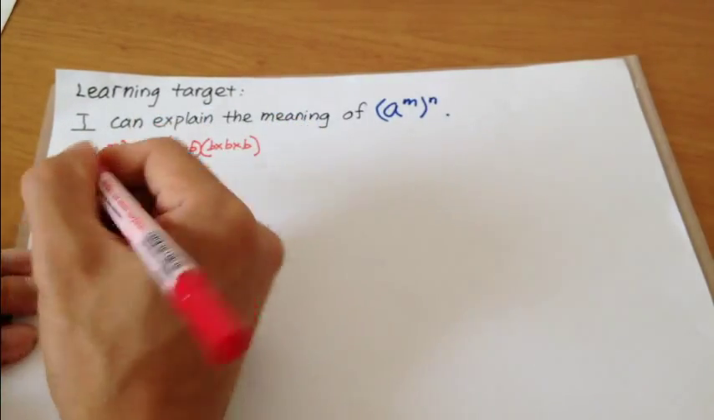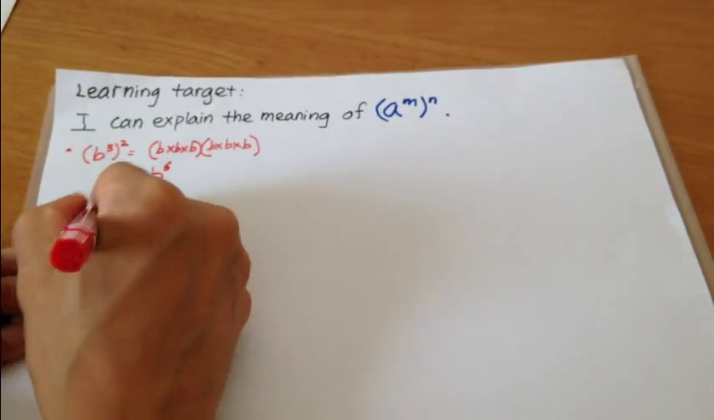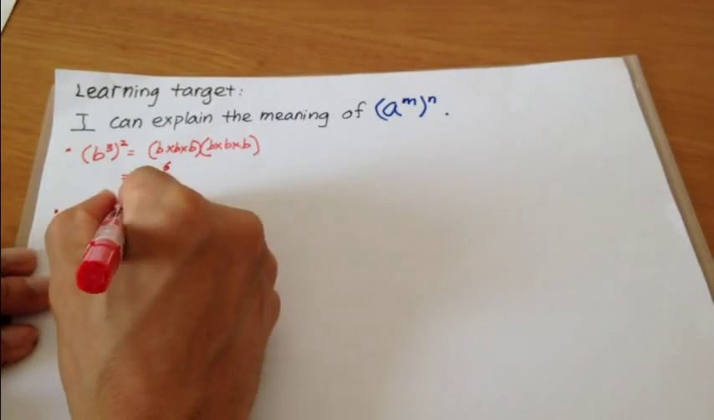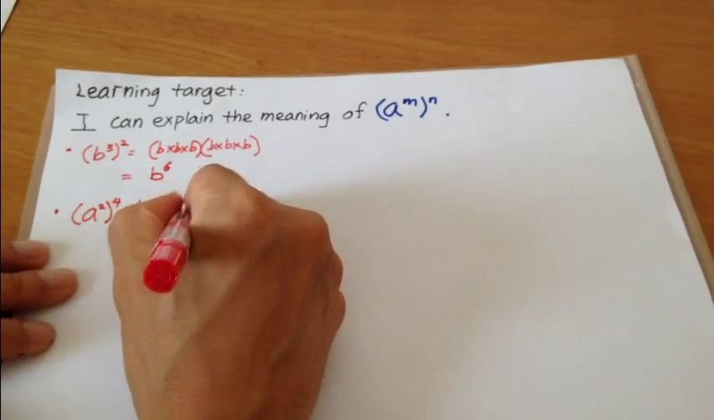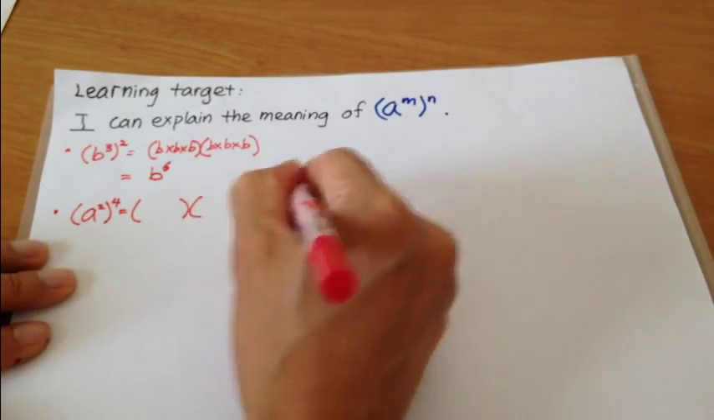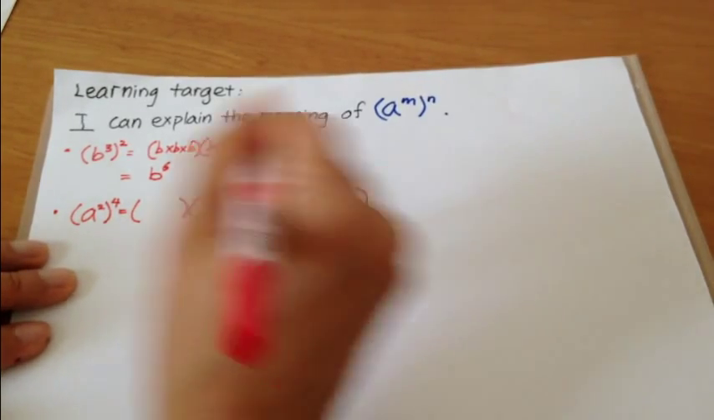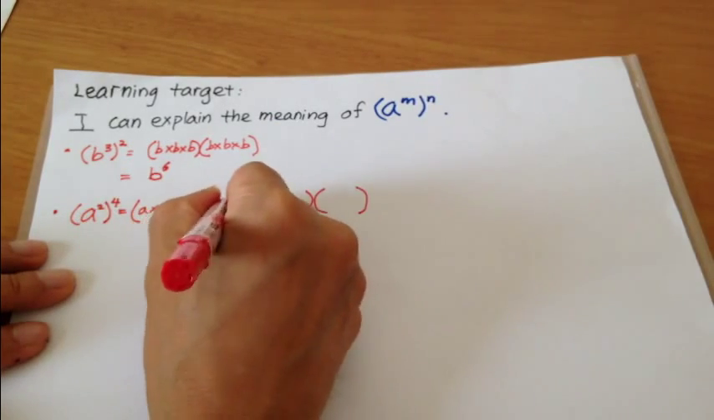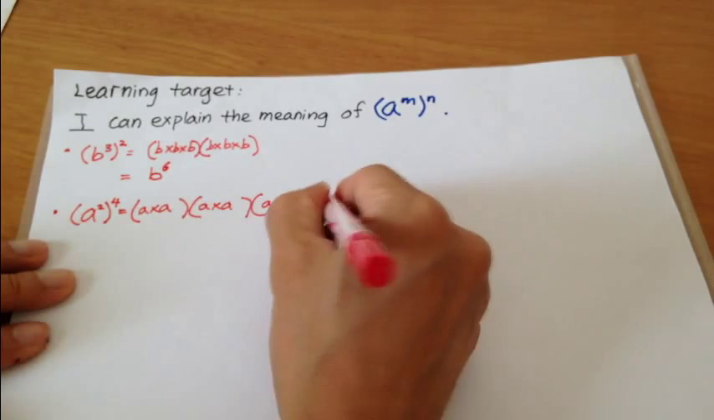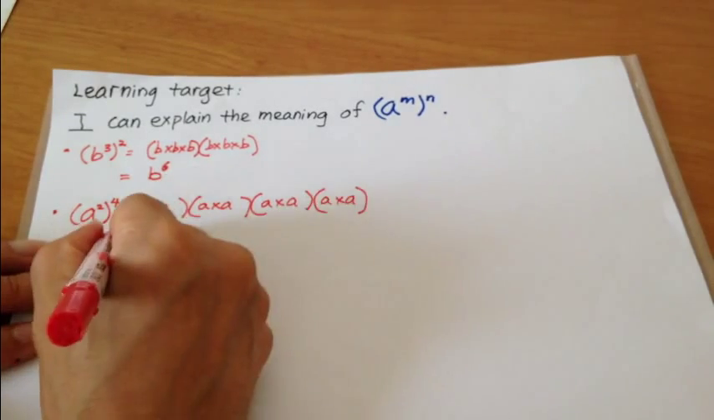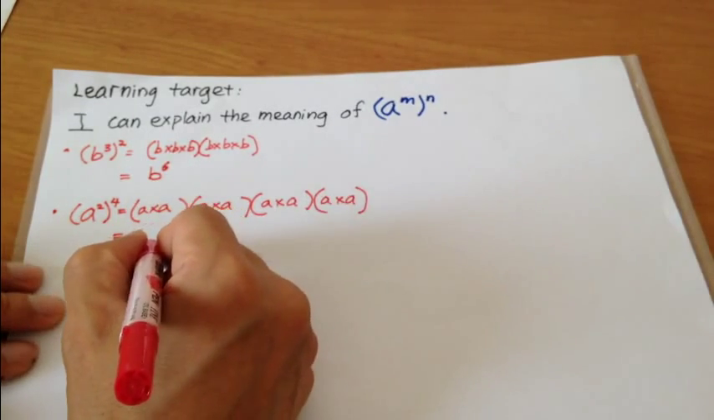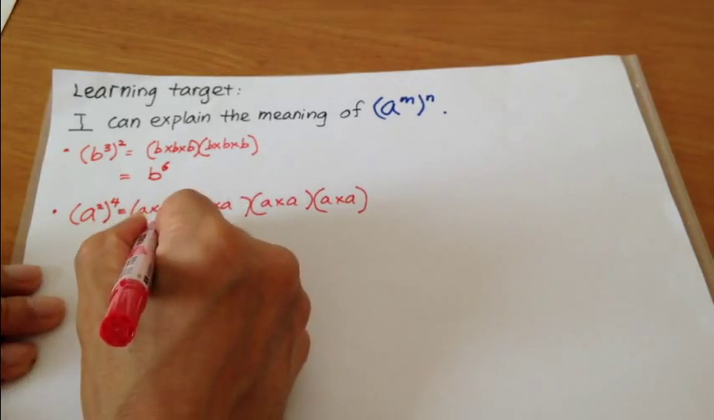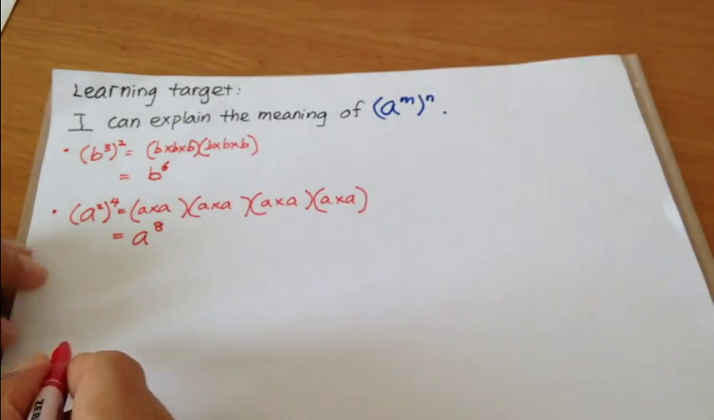Now I'm going to consider another question: a squared, everything raised to the power of 4. That means I'm going to have 4 brackets, and in each of these brackets I'm going to have a times a. So now I count. How many a's do I have? Well, that will be a times a eight times, or a raised to the power of 8.